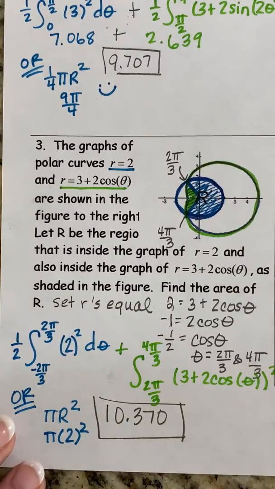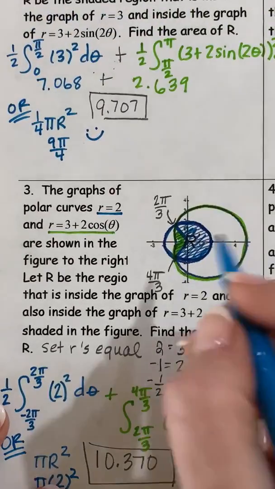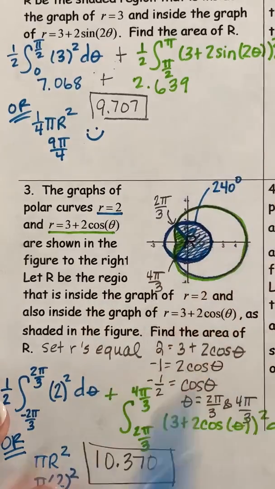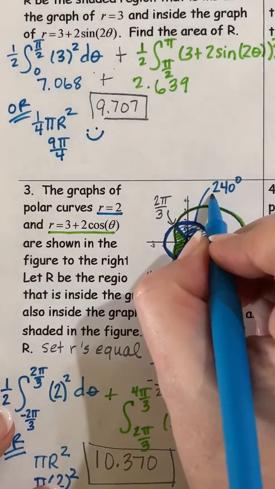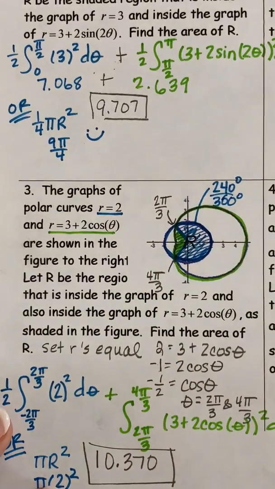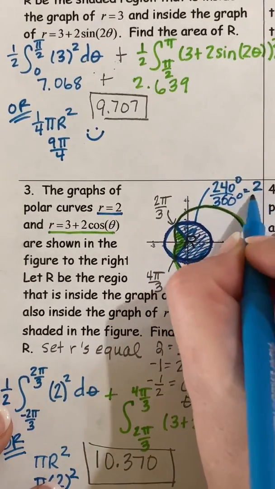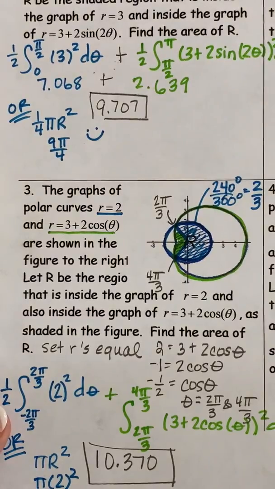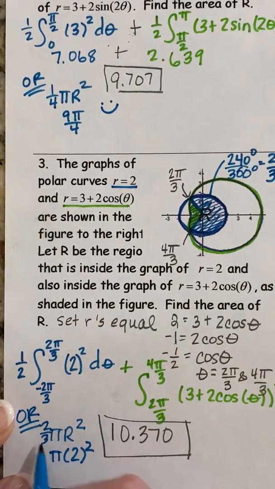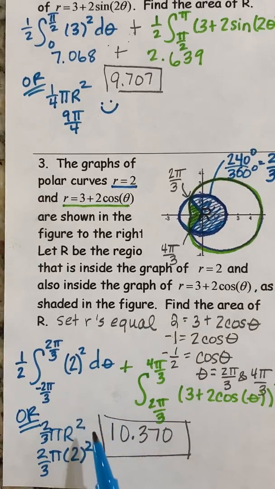So 180 plus 30 is 240. So this is 240 degrees of a circle out of 360 degrees that are in a circle. So this is 2/3 of a circle. So I could have also done here 2/3 of pi r squared. So this works or this works plus the piece of the cardioid.